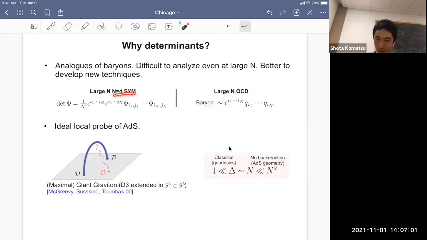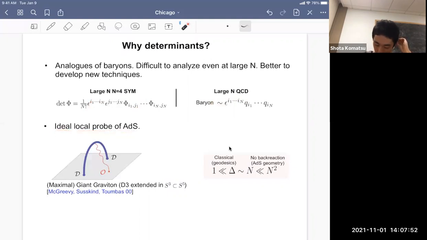In N=4 super Yang-Mills, because all the fields are in the adjoint representation of the gauge group, we do not have the direct analog of the baryon. Instead, we have this operator. Each field has two indices, and that is nothing but a determinant operator. The common feature between these two operators is that both are difficult to analyze using the standard large N expansion. It's nice to develop new techniques, because once we develop techniques for N=4 super Yang-Mills, maybe we can use some of them for studying a more realistic situation, which involves large N QCD and baryons.